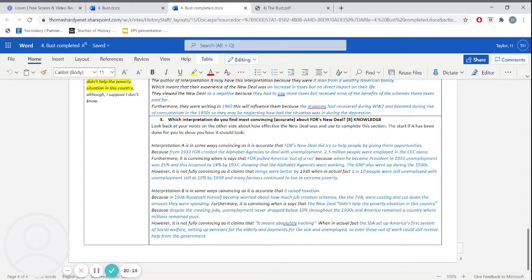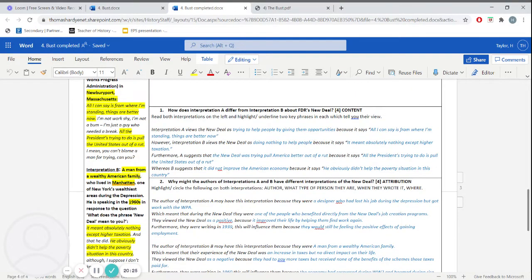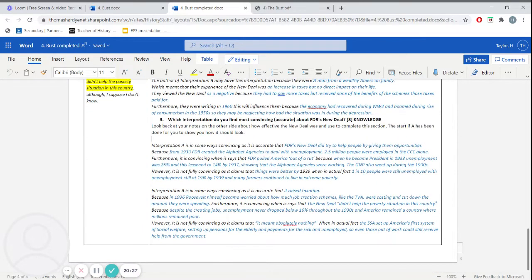So what you want to do for this one is you want to start by coming up with a statement about something the interpretation says. And you can take these, if you'd like, directly from your first question where you've already decided. So interpretation A in some ways is convincing when it says FDR's New Deal did try to help people by giving them opportunities. Because from 1933, FDR created the alphabet agencies to deal with unemployment. 2.5 million people were employed by the CCC alone.